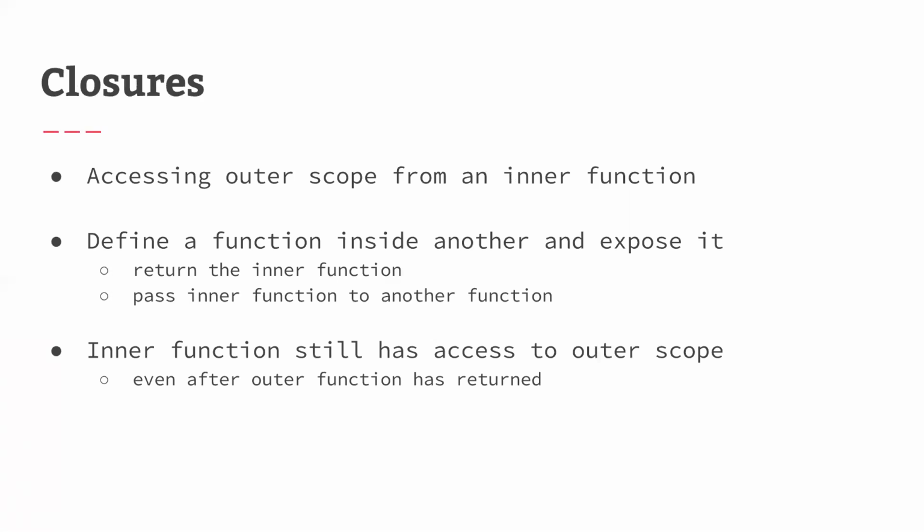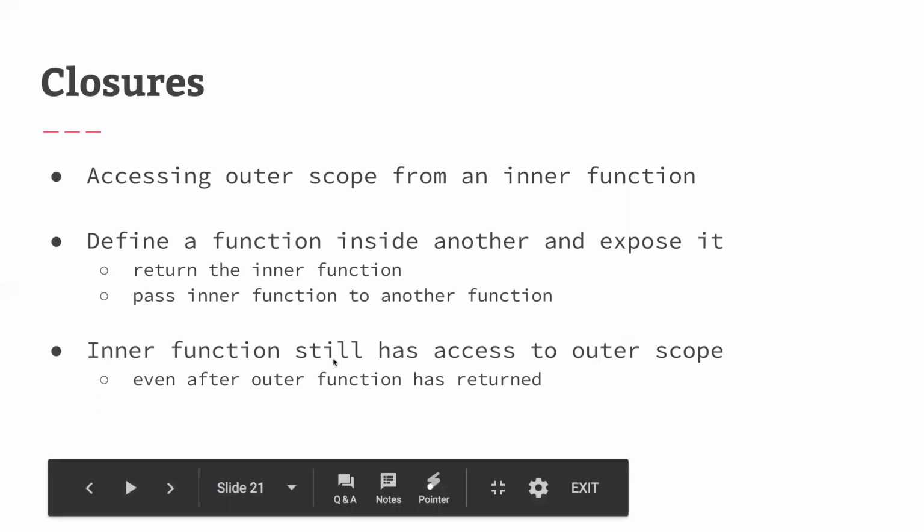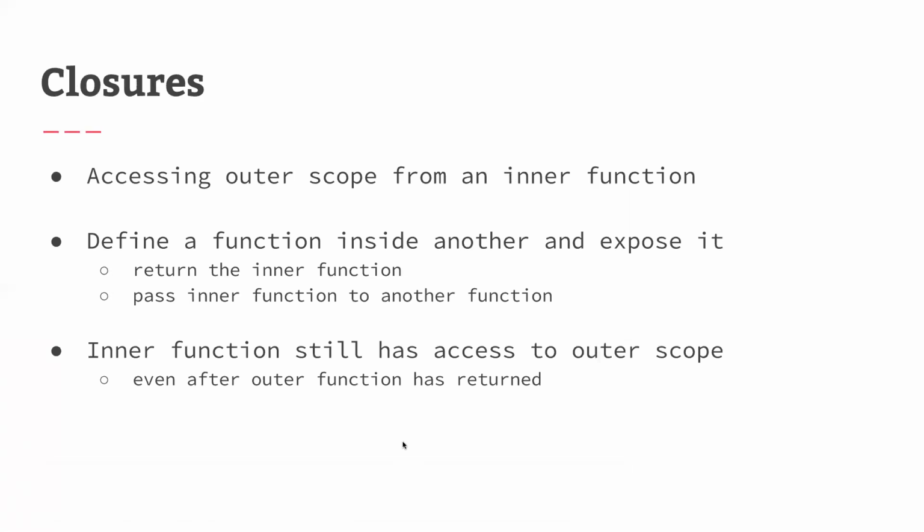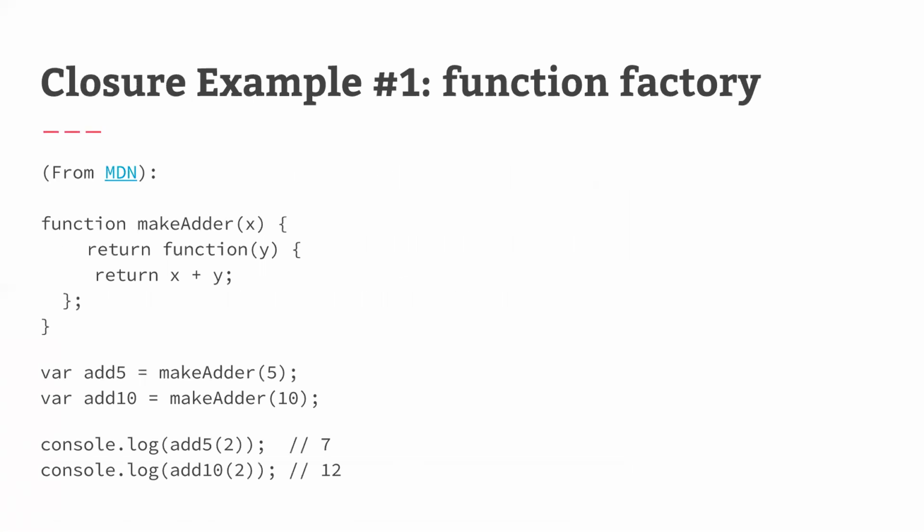But basically, in order to have a closure, you have to have a function inside another function, and this is important, you have to expose it. You have to be able to access that inner function outside where it was defined. And then the magic, the reason it's a closure, is the inner function still has access to that outer scope even after the function has returned, which is kind of weird. All right, so there are a couple examples that I want to show you. We're running a little low on time, but 4 minutes, that's all closures really need.